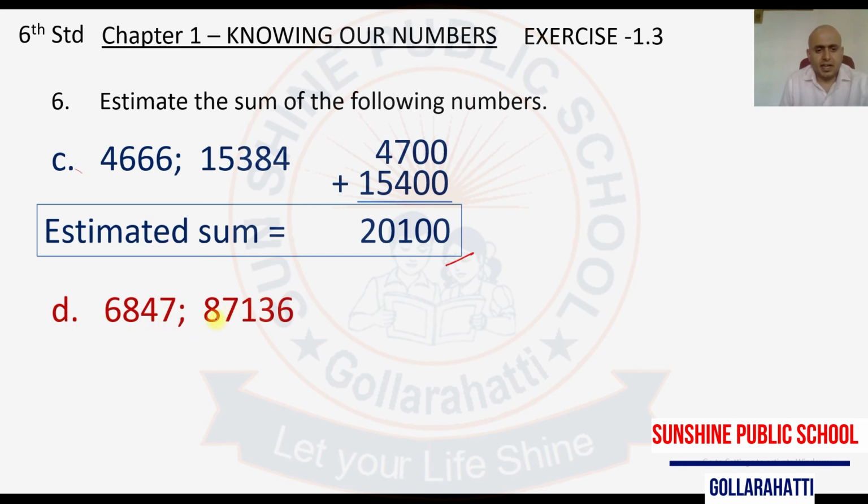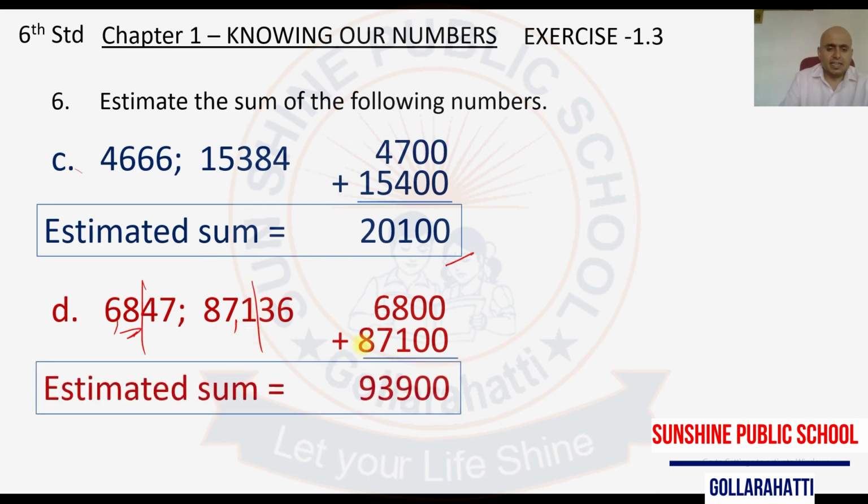Okay, next question, 6,847 plus 87,136. So if we take the estimation value, that becomes 6,800, and here 87,100 comes. When you add these two numbers, the estimated sum will be 93,900. This is just an approximate value.